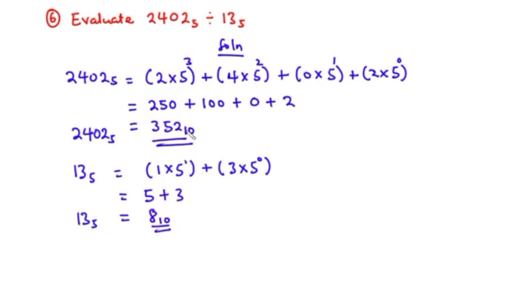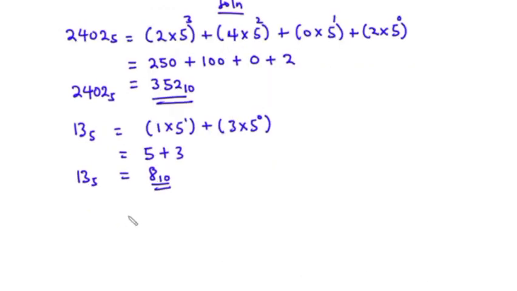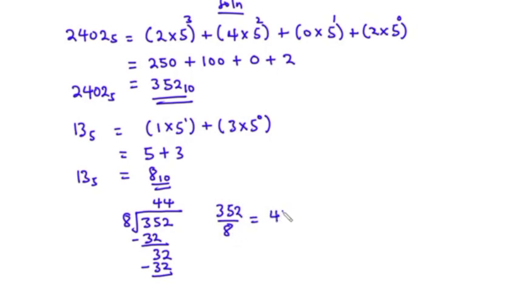Now let's divide 352 by 8. So we have 8 on the outside and then 352 under the division symbol. Now 8 goes into 35 4 times. 8 times 4 is 32. 5 minus 2 is 3. 3 minus 3 is 0. We drop the 2. 8 goes into 32 4 times. 4 times 8 is 32. We subtract the 2 and then we have 0. Therefore, 352 divided by 8 is equal to 44. Don't forget that this value is in base 10.